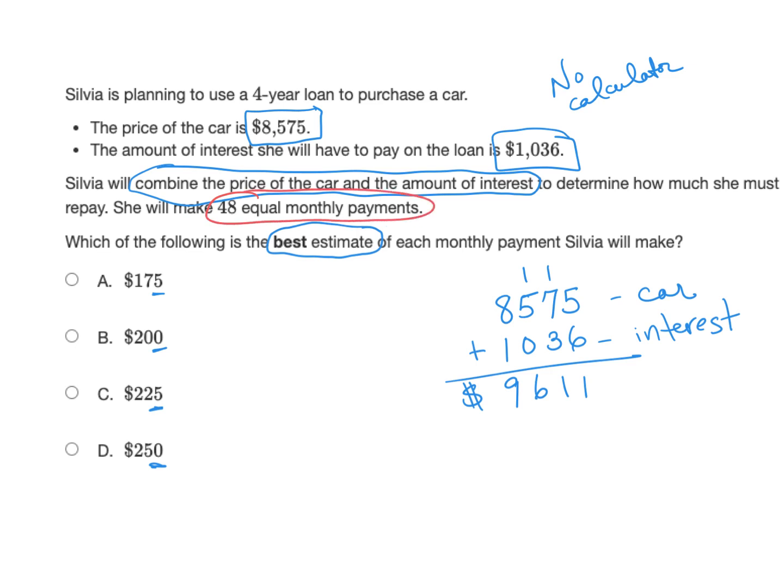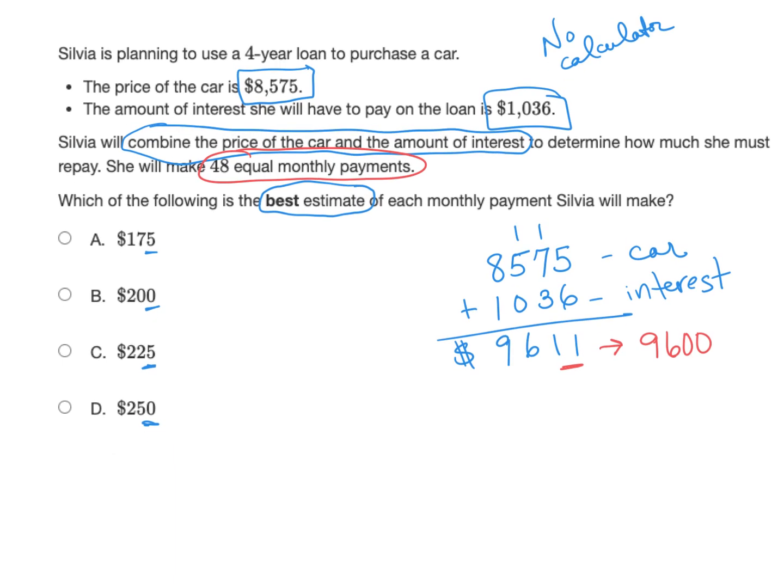Now, she's going to make 48 equal payments. So the question is what is the best estimate for each monthly payment? Okay, so this is the total, 9,611. You'll notice we can round this to 9,600. Okay, now why would I want to round? Well, for starters, working with zeros is easier. Okay, and we're only off by 11. So we're making things easier, and we're really not changing the value that much. And it's also going to be easier to divide.